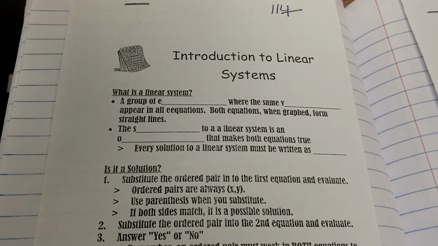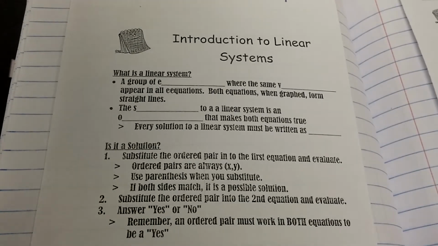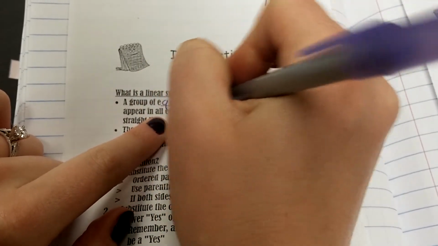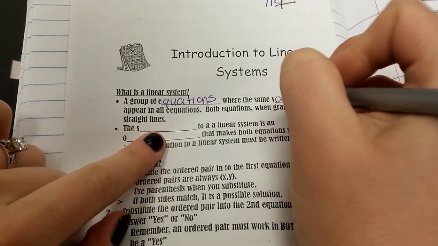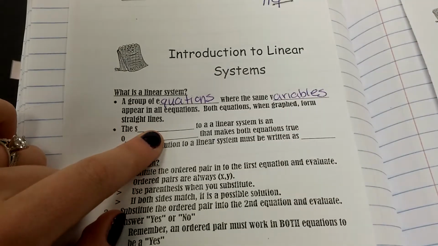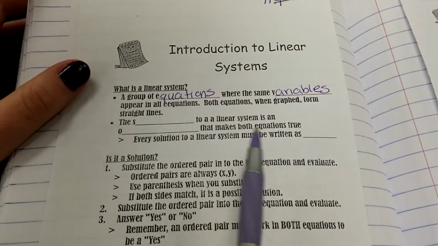In this video, we're going to discuss the meaning of linear systems through a brief introduction. So what is a linear system? A linear system is a group of equations where the same variables appear in all the equations. Both equations in a linear system, when graphed, form straight lines.